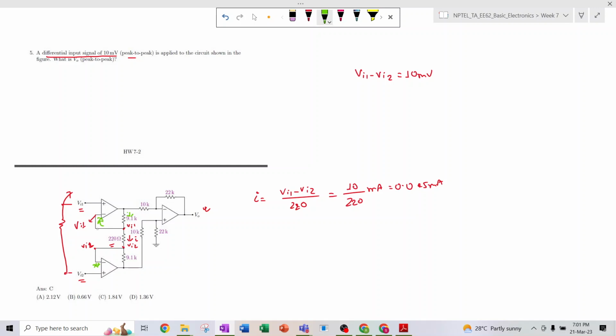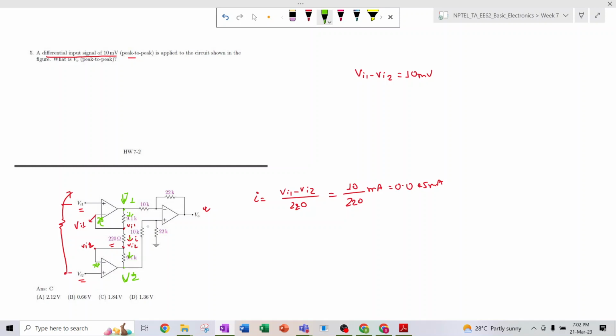So as the op amp is ideal, no current will flow through this side, so this entire I will flow through this side. Okay, so if this is V minus and if this is V plus, if we consider this as V1, and this is considered as V2, then what are we getting across that, V1 minus V2?